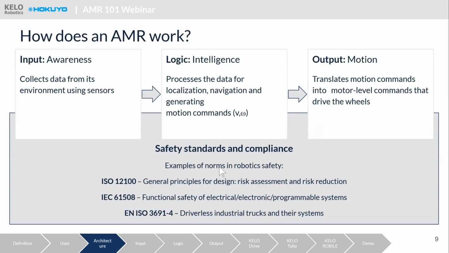But above all, we have the standards and safety, because in all these parts, we need to take care of the safety of the humans around this system. So that's why there are several norms. These are only some examples here. Depending on the application, we have to take the norm, and the system should also comply with these norms.